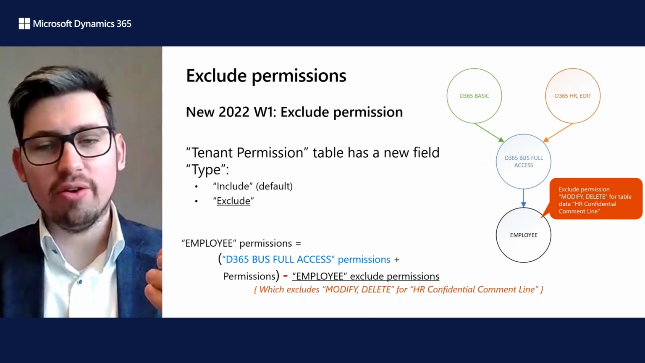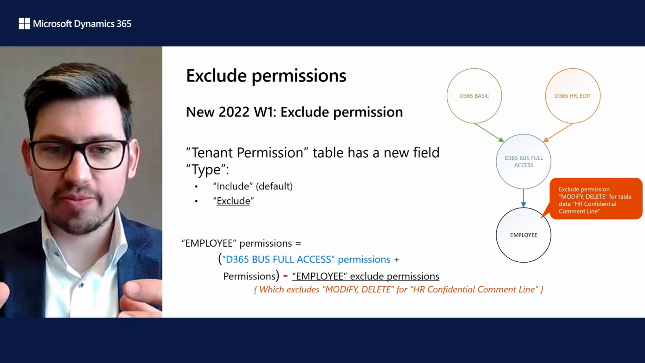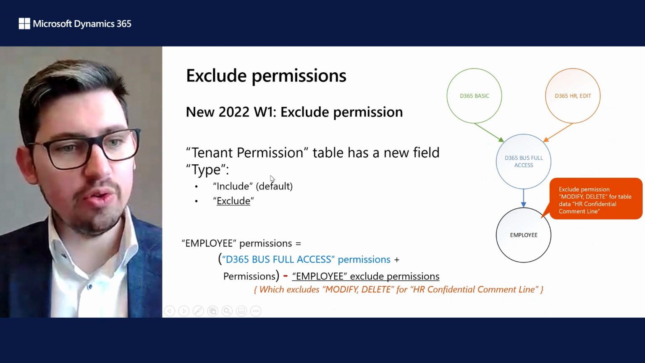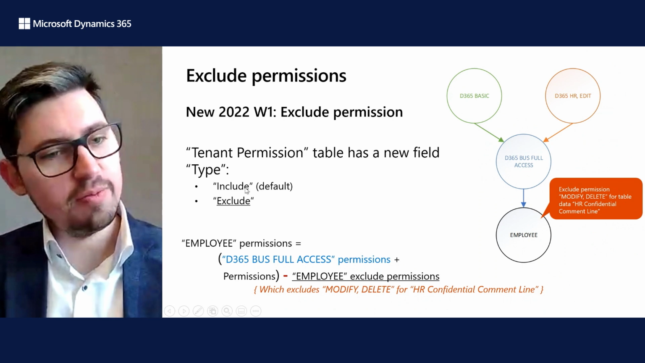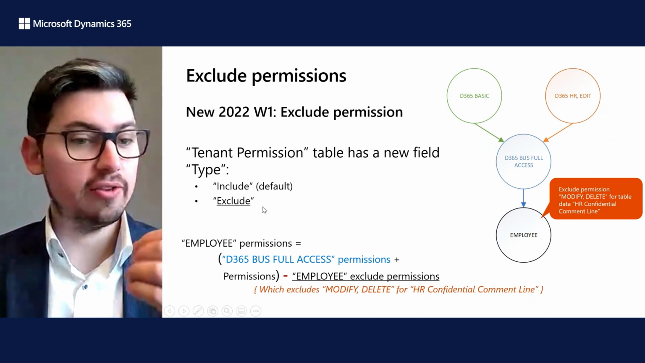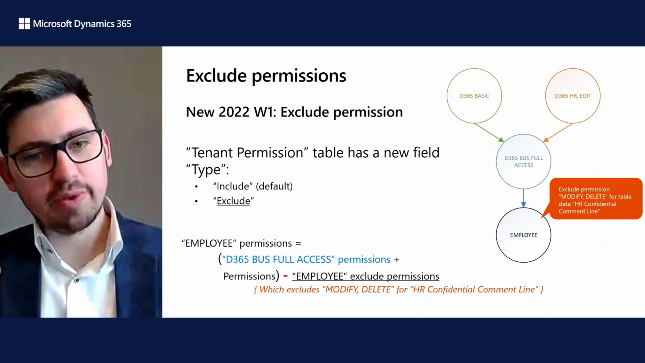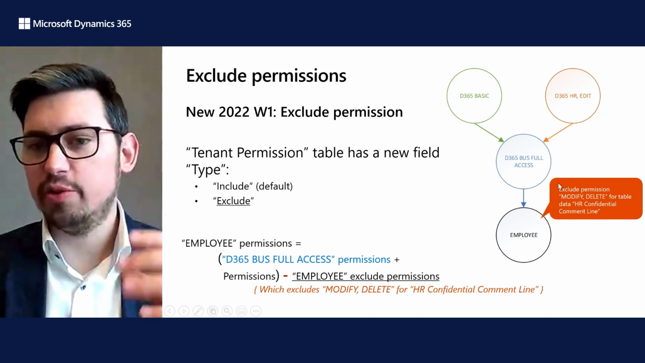So excluding a permission set is one thing, but we also allow you to exclude a single or more specific permissions on a given object. So in a similar fashion as the other tables, we added a new type field to the tenant permission table. And this type field means that you can include or exclude, which is an interesting one, specific permissions from a given object. So let's see an example on the right.